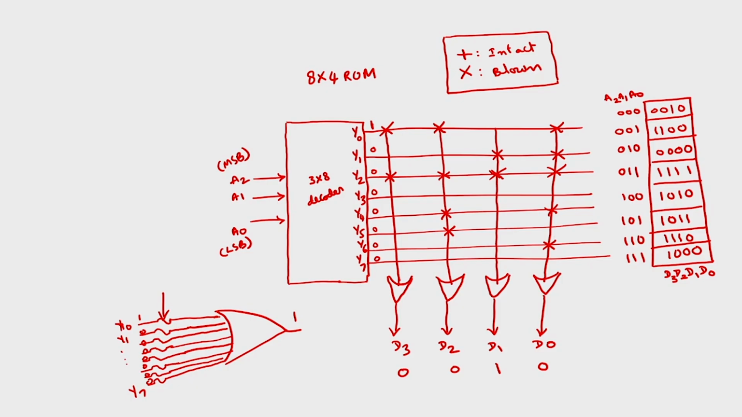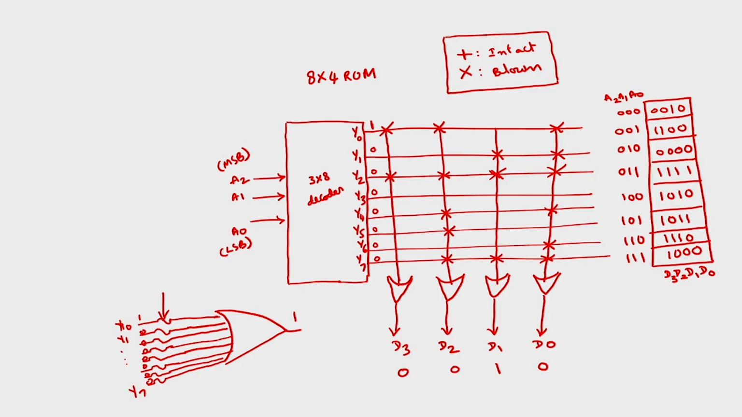And for 1 1 1, the last address, I want to store 1 0 0 0. So only the first connection has to be intact, the remaining 3 have to be broken. So this is about the storing of the data into the read-only memory. This will be done at the time of manufacturing itself. So this fuse has to be kept intact or blown. That depends upon the data that I want to store in each location.